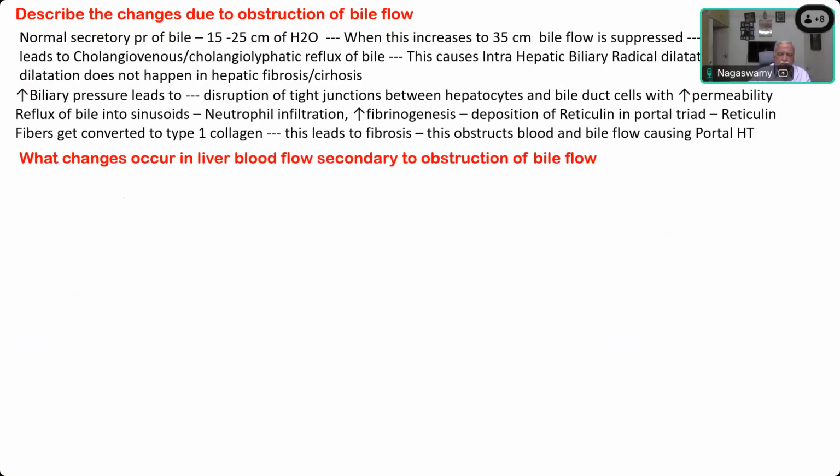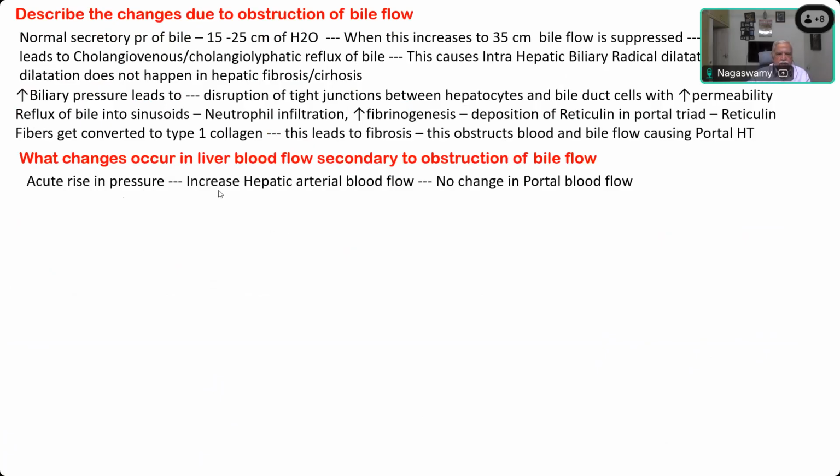And so this dual supply, how will it be affected if it is an acute pressure? How will it be affected if it is a chronic obstruction? The acute rise in pressure increases the hepatic arterial blood flow for compensation. Okay, whereas there will be no change in the portal blood flow. Whereas in chronic rise in pressure, it will be a total decrease. Both hepatic as well as portal flow will decrease, and dilatation of sinusoids will happen, and portal hypertension will develop.